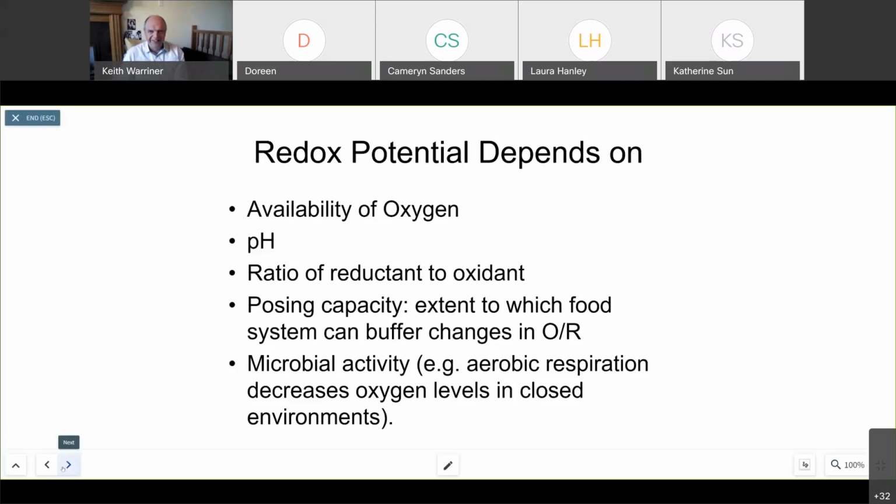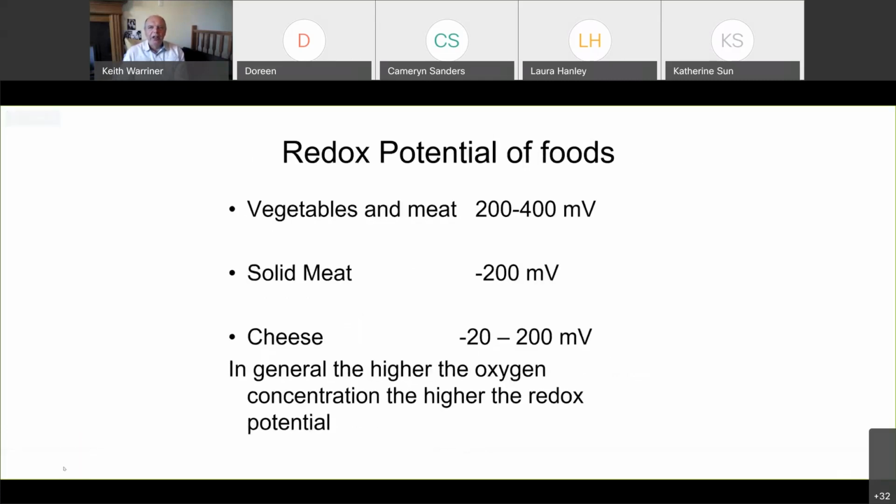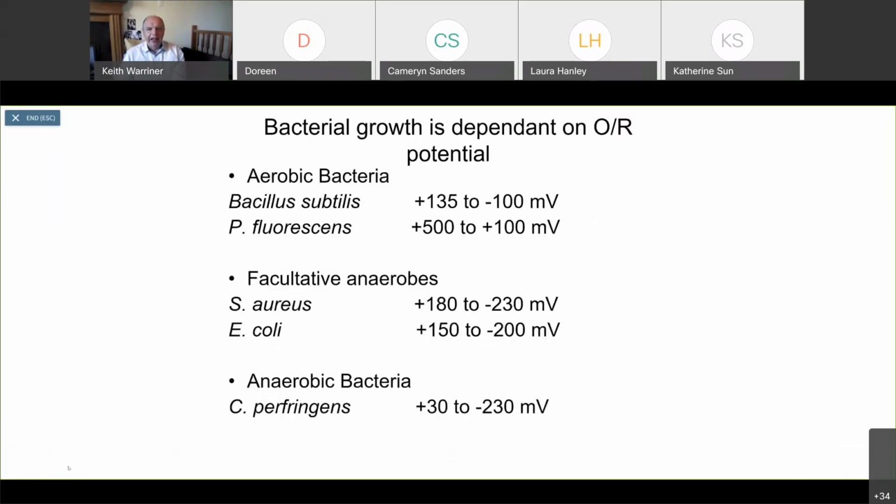So, as I said, the significance of redox potential is to know what's going to grow in your product. When it's exposed to oxygen, like the surface of foods, that's obviously going to be positive. In oxygen deficient environments, it's going to be negative. With cheese, it's going to be positive on the outside, negative on the inside. Solid meat, obviously it's anaerobic, isn't it? So it's going to be a negative redox potential. And it's all got to do with what can grow.